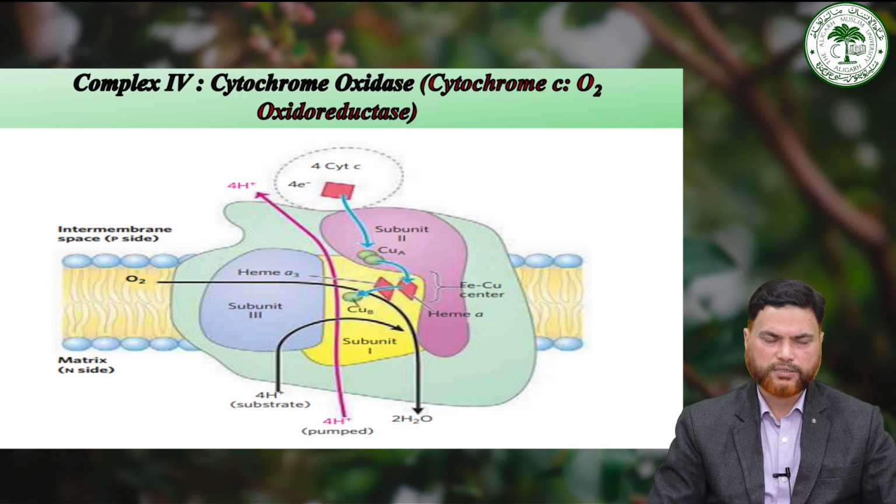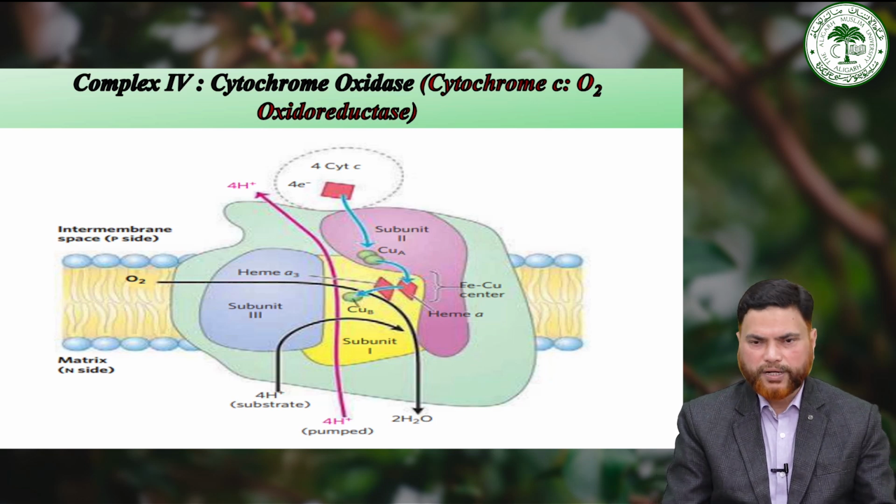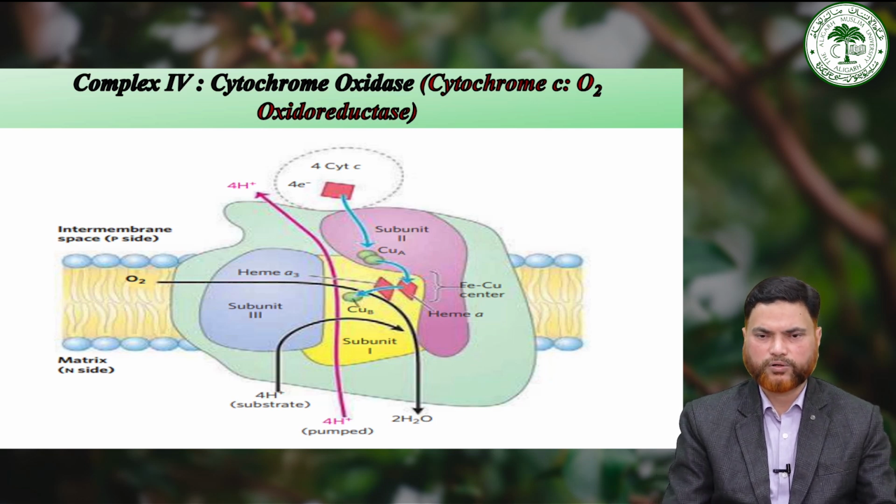Then, how is this complex helpful in coupling of energy? Basically, the transfer of electrons to complex 4 is coupled with pumping of protons across the inner mitochondrial membrane. This coupling of electron transfer and proton pumping creates an electrochemical gradient which stores potential energy that is used for driving ATP synthesis.